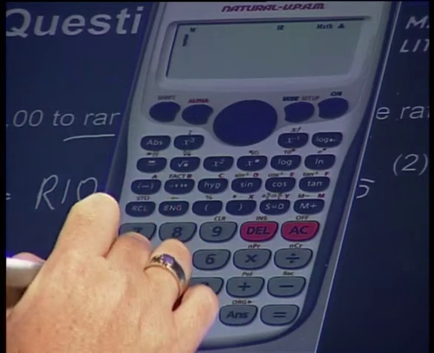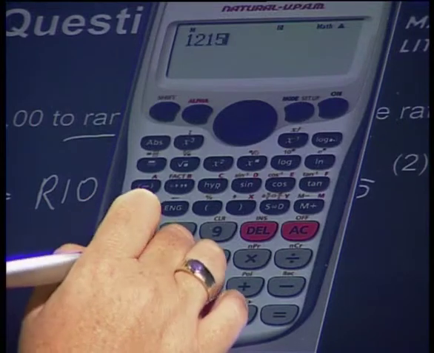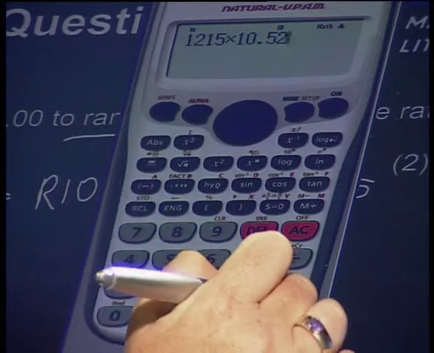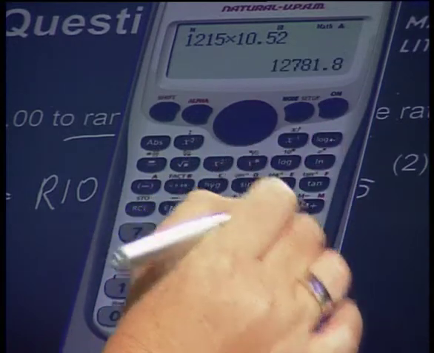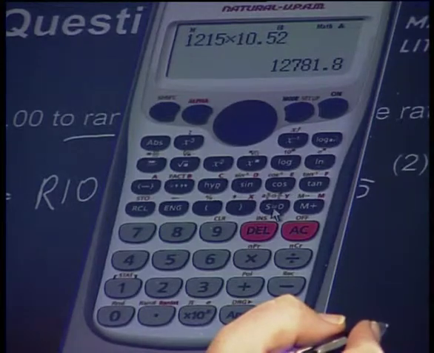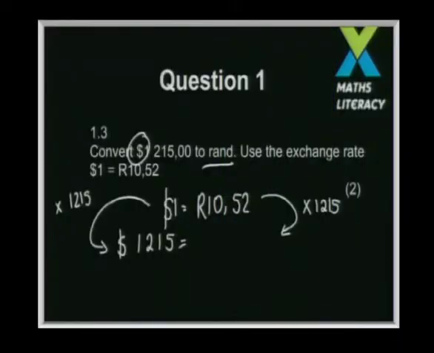Let's use our calculators to help us with that one. So it's going to be 1,215 times 10 rand 52. And we get an answer that needs to be changed to be 12,781 rand and 0.8, which means that's actually 80 cents. Please, please, please don't forget to have 2 decimal places with money. So let's write that down. Our answer is 12,781 and 80 cents.